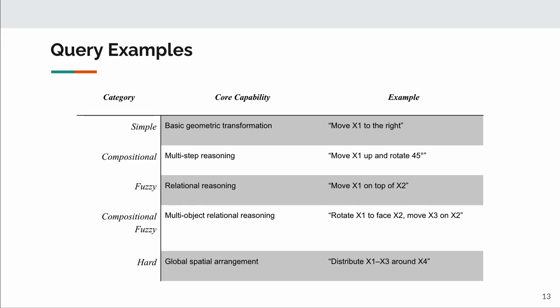Here are the representative query categories across 5 complexity levels, from simple translations to global arrangements. As you can see, we have basic geometric transformations, multi-step reasoning such as move x1 up and rotate by 45 degrees, which is sequential transformations, relational reasoning, which are fuzzy, like move x1 on top, that requires some understanding, compositional fuzzy, that fuses together compositional and fuzzy categories, and finally what we call hard, that require global spatial arrangement.